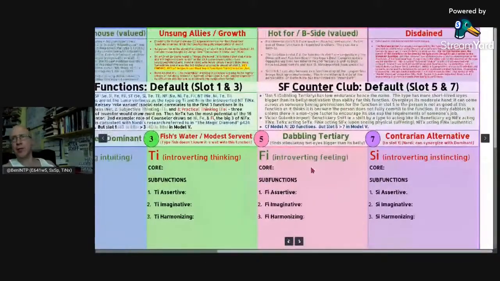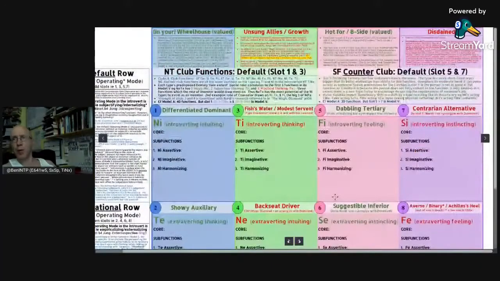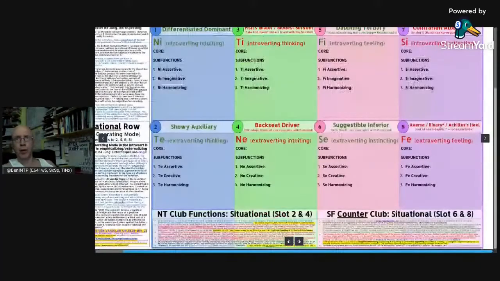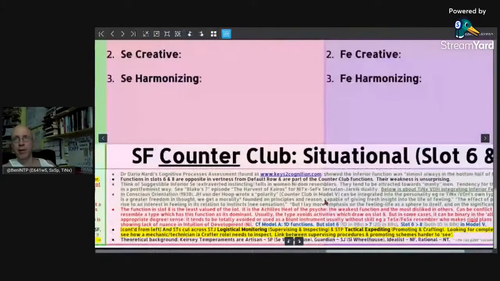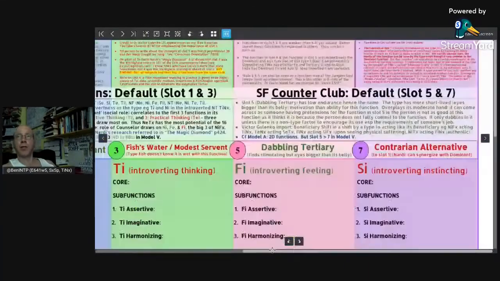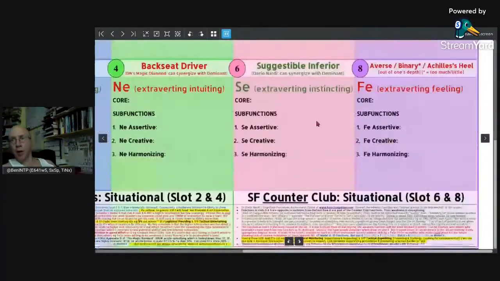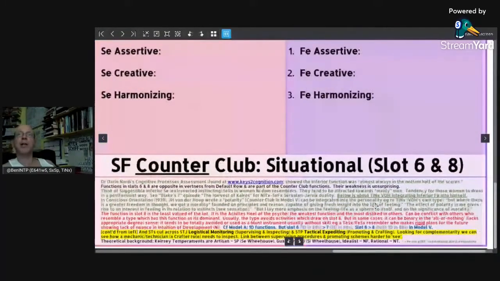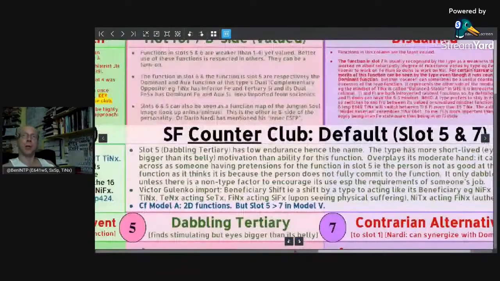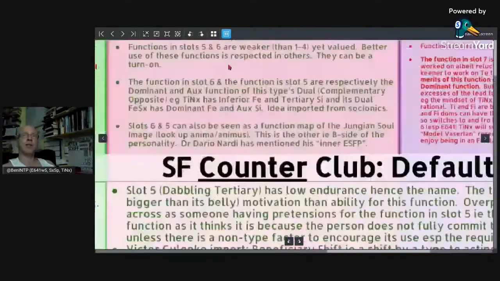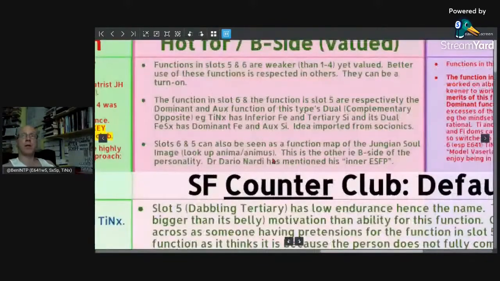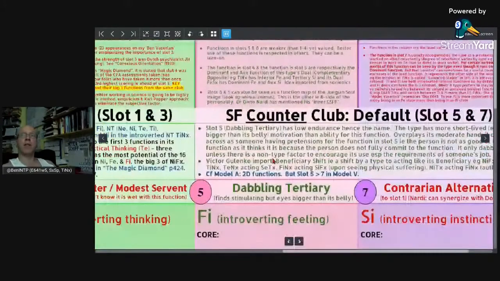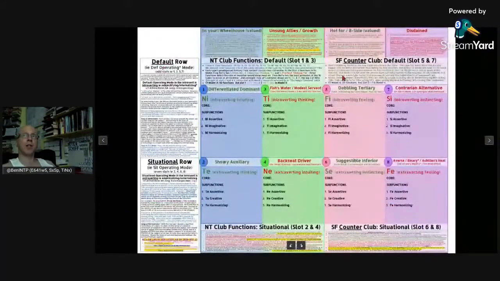Now, doubling tertiary, I think this stuff below it more refers to, yes, the inferior. And so today I'm going to be on about slot 5. And that's more slot 6. That one down there and slot 8. Right. So it's going to be this because it's a B-side column. The B-side of the personality.